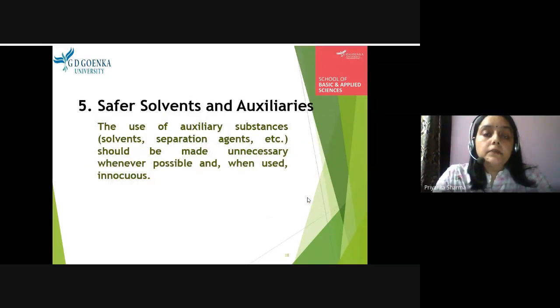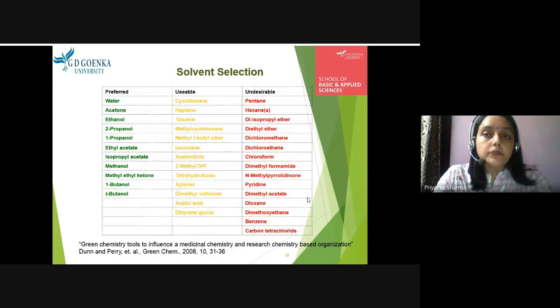Another principle of green chemistry says the use of safer solvents. That means any auxiliary substance which we are using, that is, any separating agents. If we talk about any solvent, it should be safer. That means it should not affect the environment as well as the living components in the ecosystem. So this was the list which was proposed.